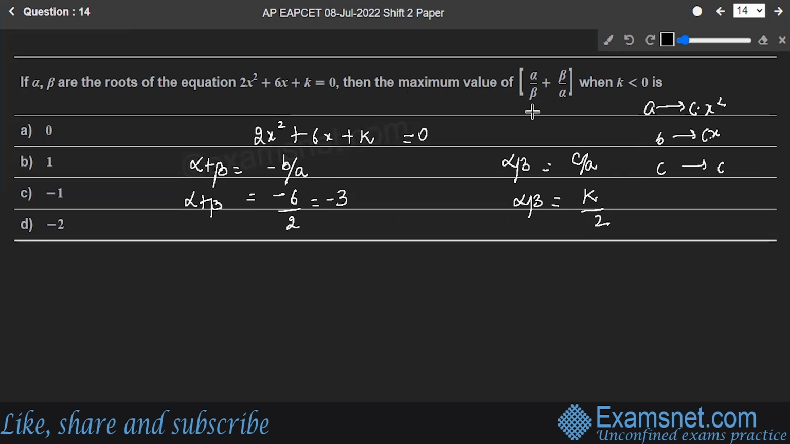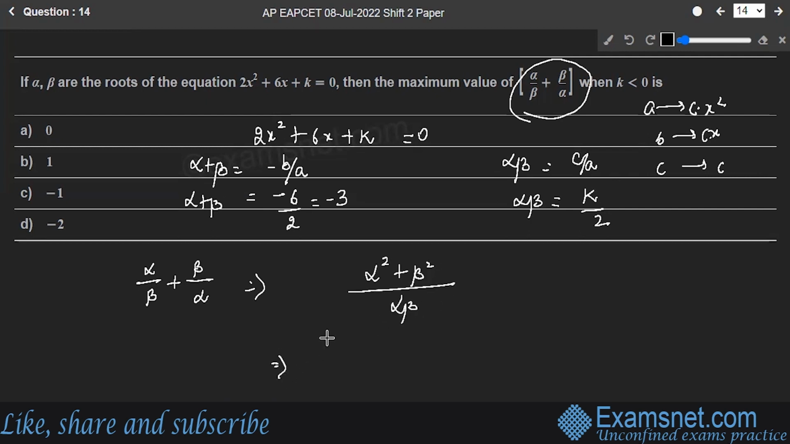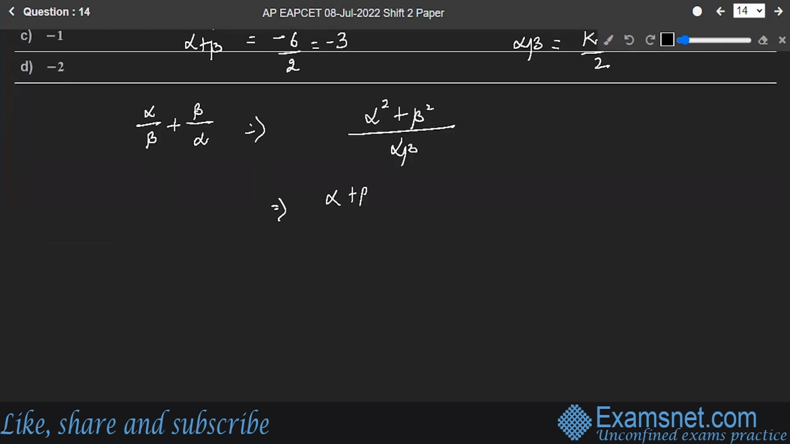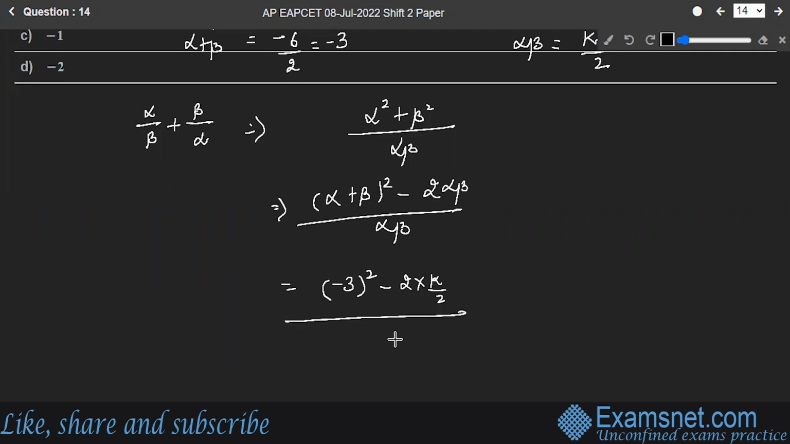You have to find out the value of this. Let's pick up this thing now. Alpha upon beta plus beta upon alpha. This gives me alpha square plus beta square whole divided by alpha beta. Now this alpha square plus beta square can be written as alpha plus beta square minus 2 alpha into beta, upon alpha beta, right? Now I got everything in the terms that I know. Minus 3 square minus 2 into k by 2 whole divided by k by 2. So this is equal to 9 minus k.